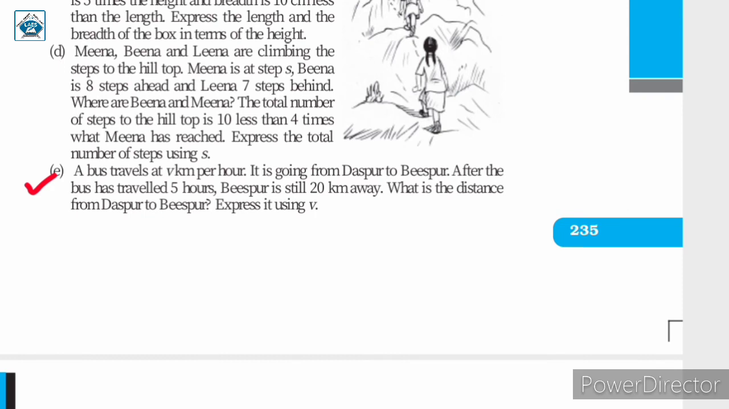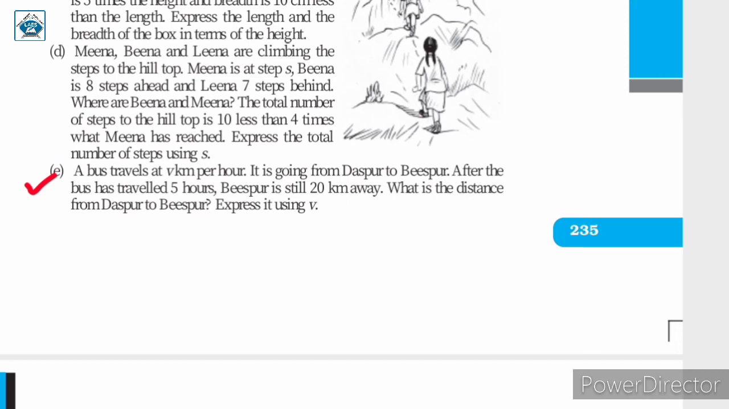A bus travels at v km/h. It is going from Daspur to Bispur. After the bus has travelled 5 hours, Bispur is still 20 km away. What is the distance from Daspur to Bispur?